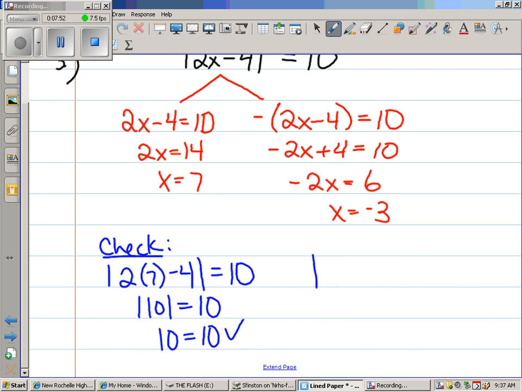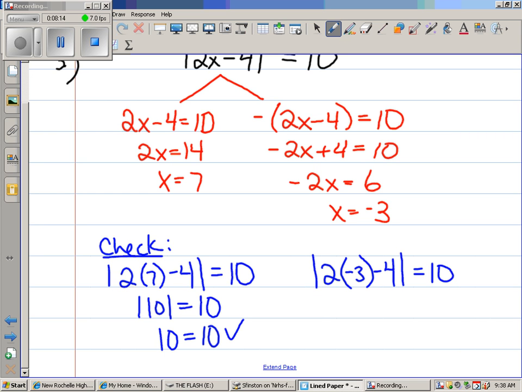Let's do the other one. Yeah, you got to check both of them, because one of them might not work. Obviously, that's totally going to happen next, right? So I mean in the next problem, because I think it works here. I'm not sure, though. 2 times negative 3 minus 4 equaling 10. Let's just see.